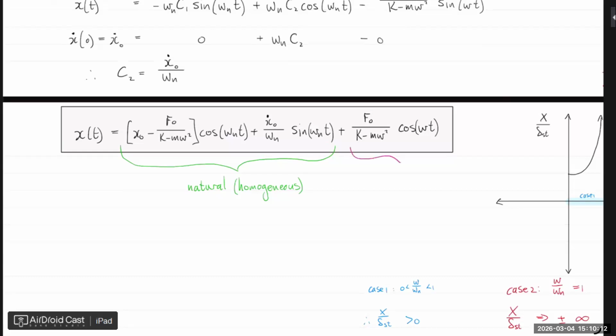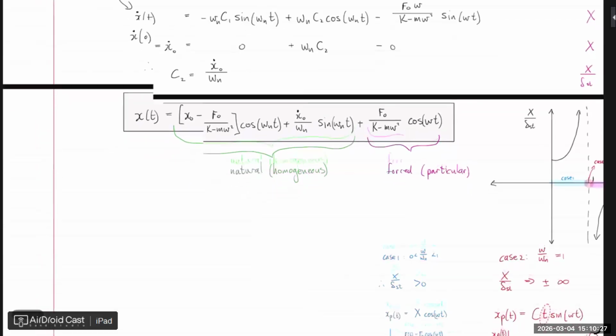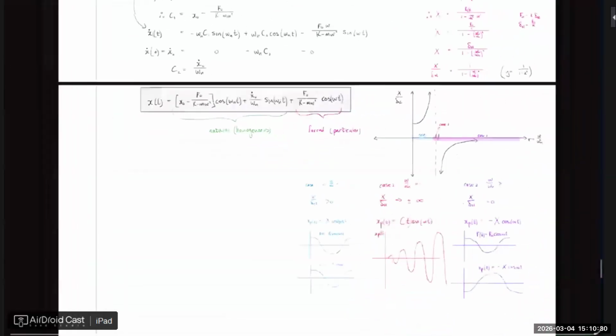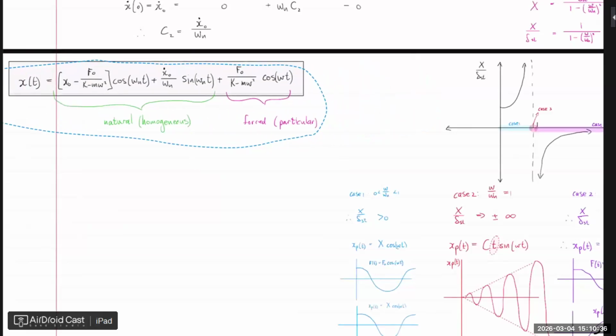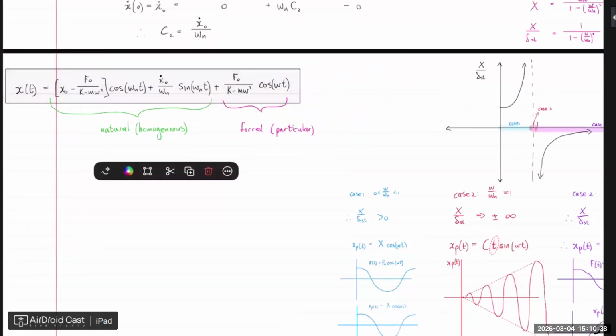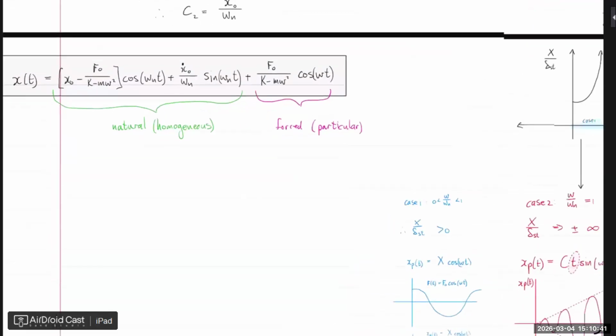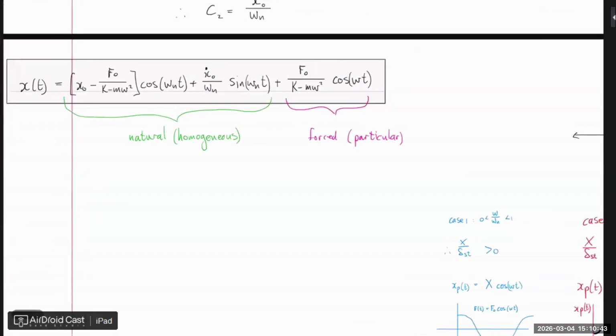All right, and this part here, that is then the force. The force part, or you can say the particular. Just like I've discussed earlier, the particular part. All right, now I'm just going to put this on this side because I want some space.